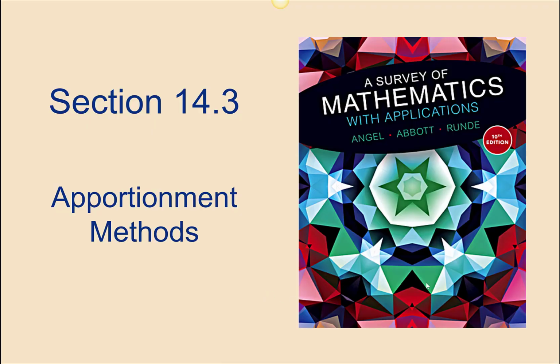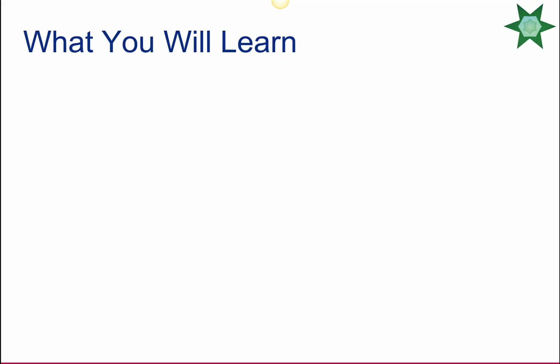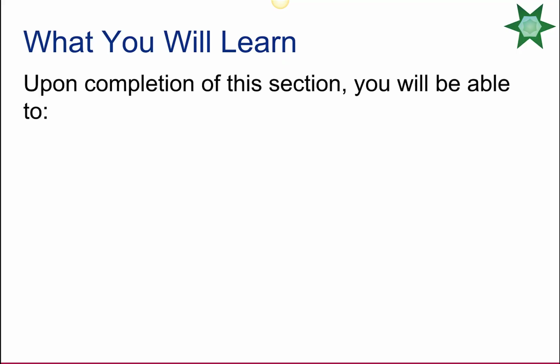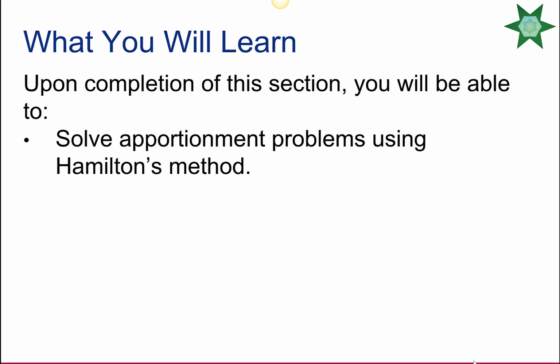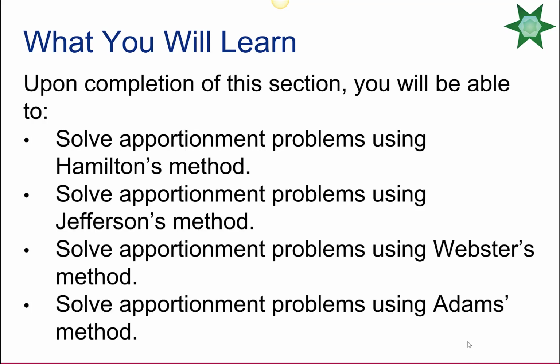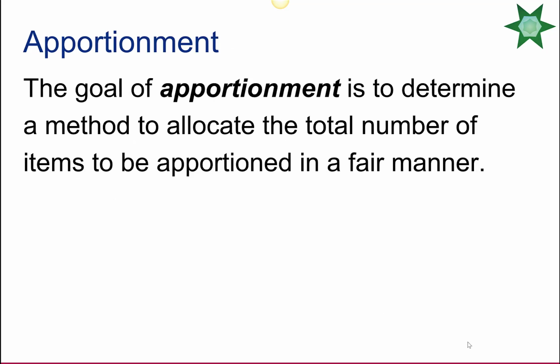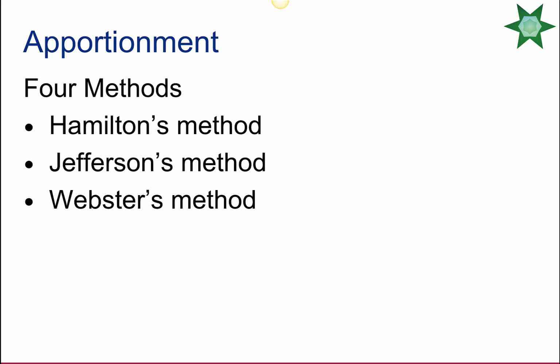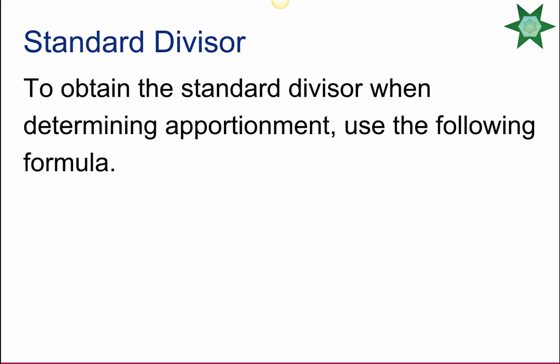Section 14.3, Apportionment Methods. Upon completion of this section, you'll be able to solve apportionment problems using Hamilton's method, Jefferson's method, Webster's method, and Adams' method. The goal of apportionment is to determine a method to allocate the total number of items to be apportioned in a fair manner. The four methods we'll study are Hamilton's method, Jefferson's method, Webster's method, and Adams' method.